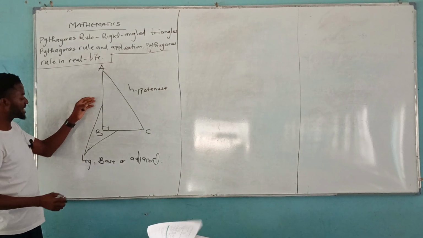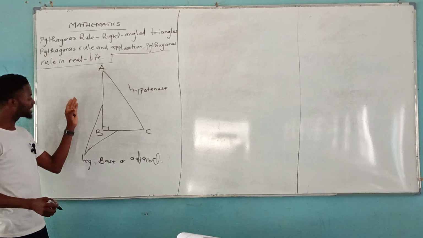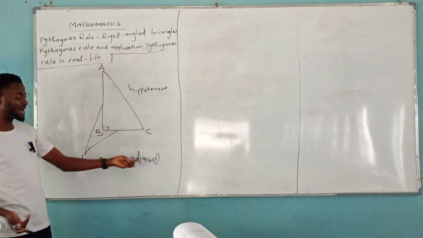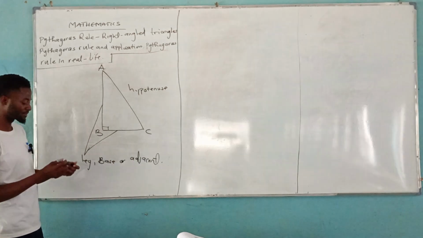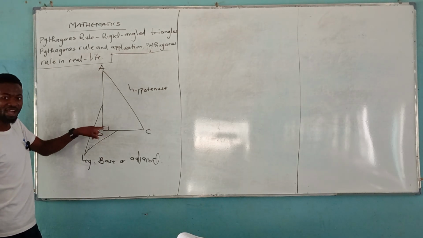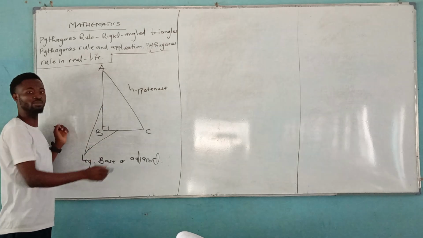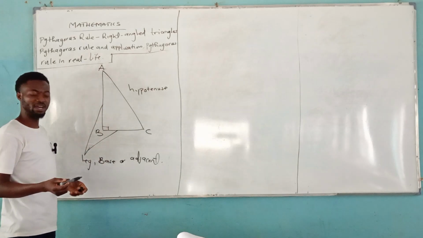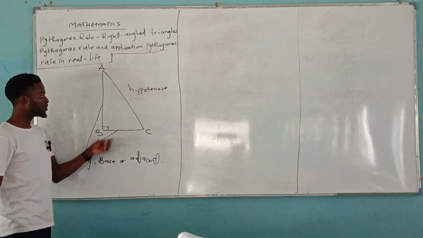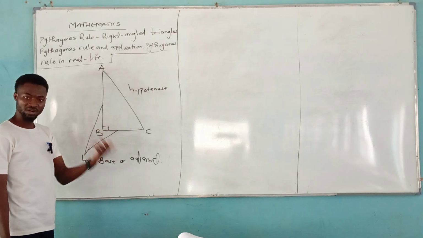This one can either be base, this one can either be leg, in which it stands on, or this one too can be leg, and it can also be adjacent, depending on the position. And if this sign represents 90 degrees, that means the sum of this and this will give you 90, because the sum of the interior angles in a triangle is 180. So if you add this, it should give you 90, plus this 90, it should give you 180.